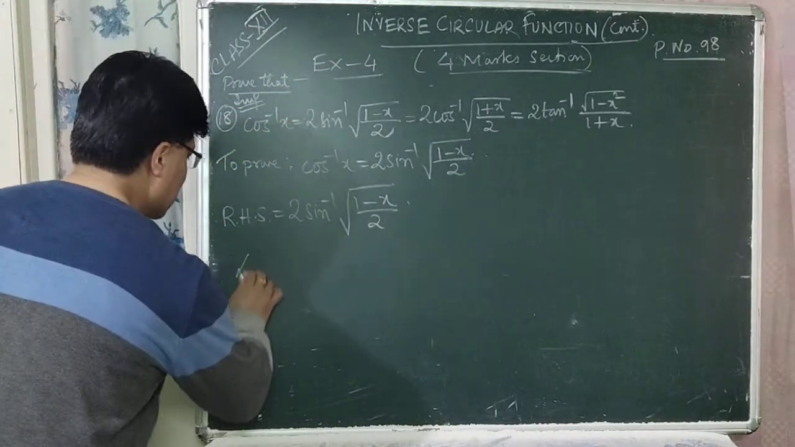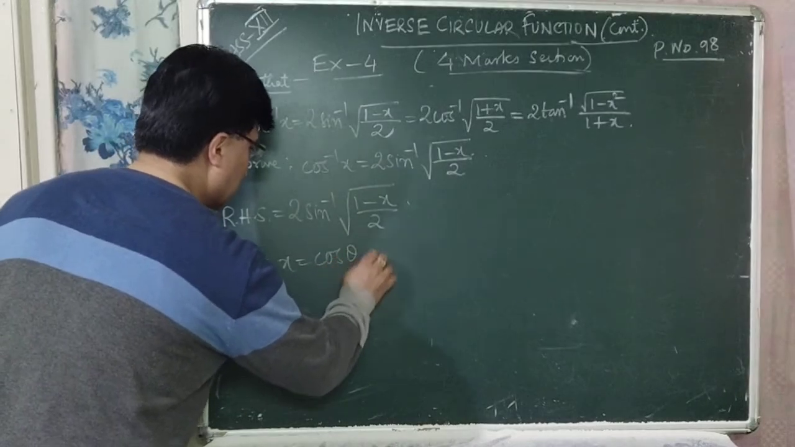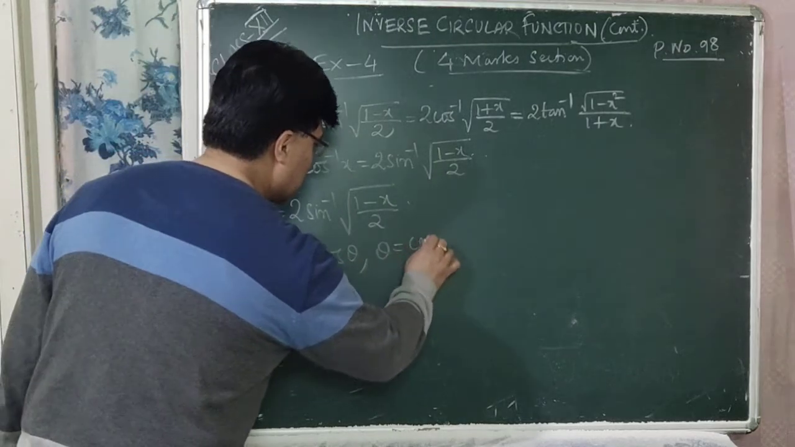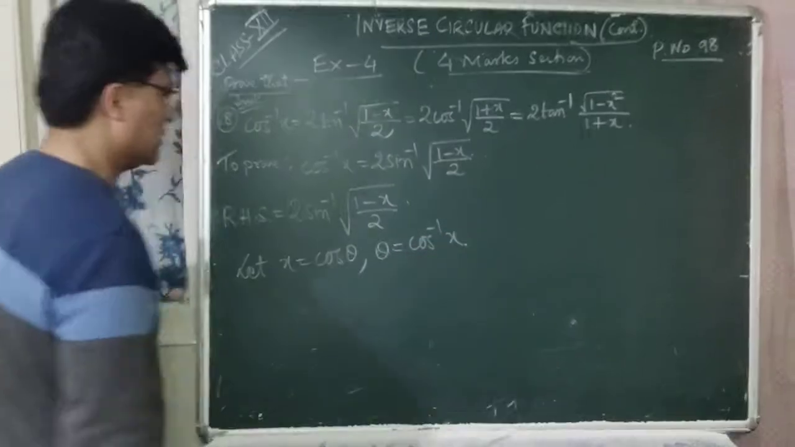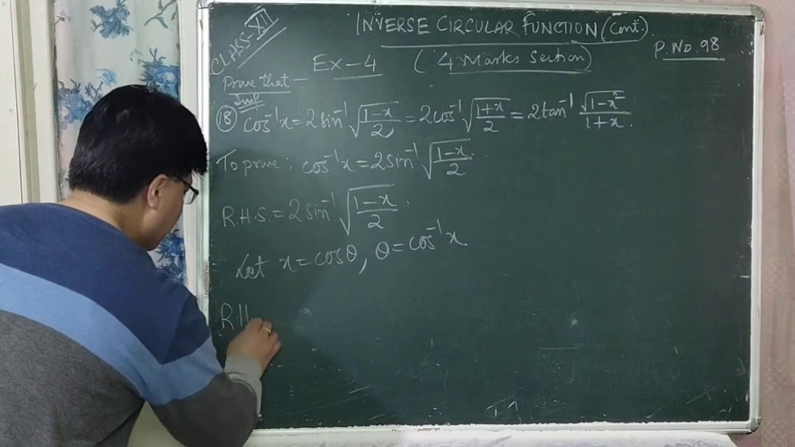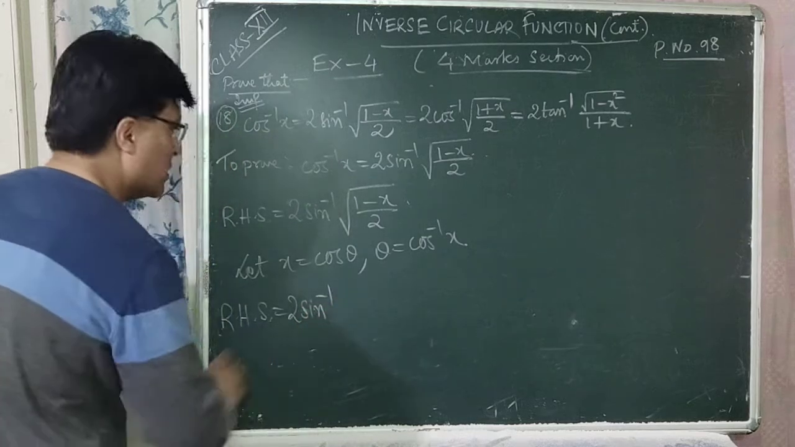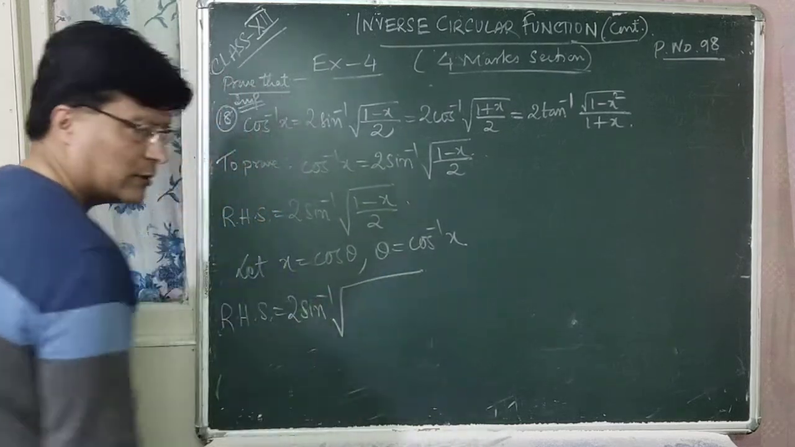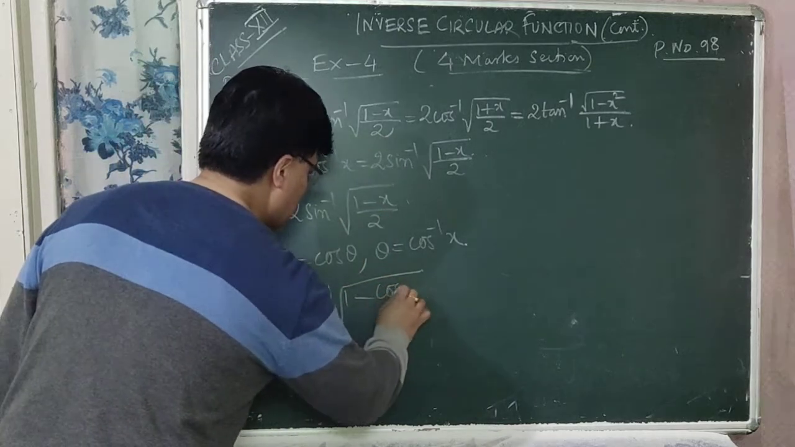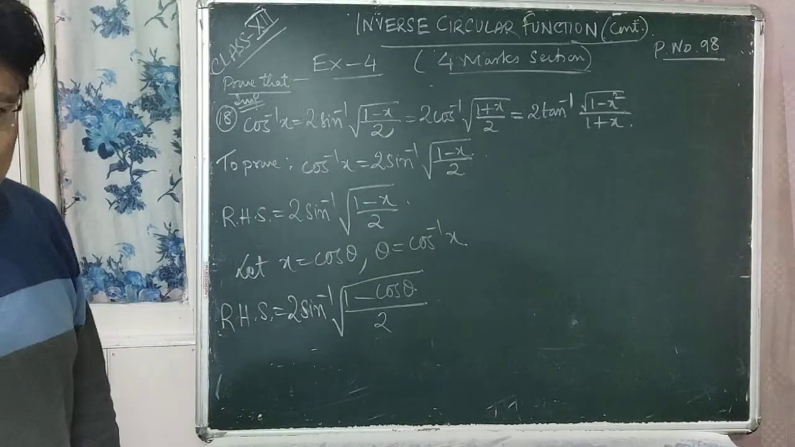So let x is equal to, what should you put here? X is equal to cos theta. Let us get the value for theta here. What is the value for theta? So it is cos inverse x. Is that clear? So now what is right hand side now? So RHS is equal to 2 sin inverse, then within square root 1 minus, what is the value for x here? It is cos theta, this whole divided by 2. Is it clear to all of you?